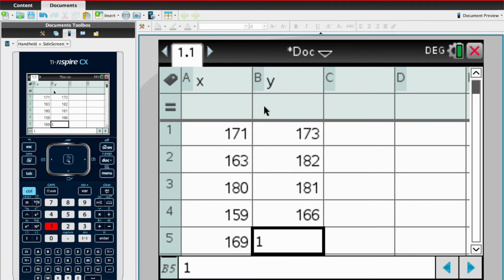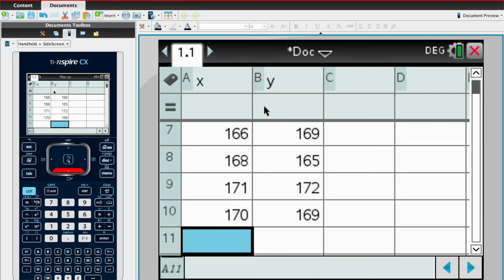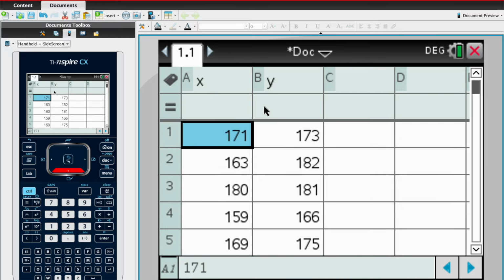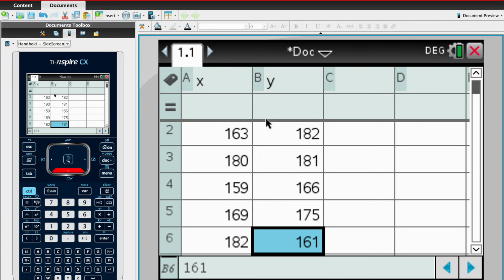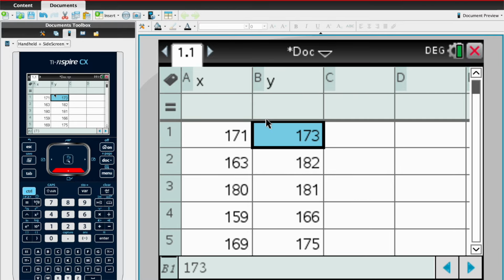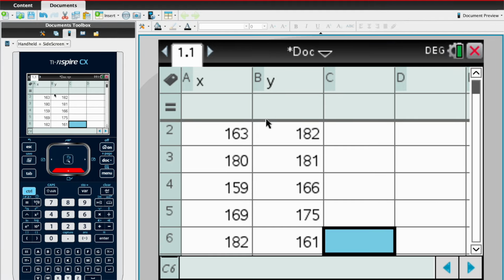166, and so on. 69, 65, and so on. I'm going to check just real quick, just to make sure that everything is okay. 80, 59, 170, looks good. And then here, 275, 61, 69, 65. Okay, good.